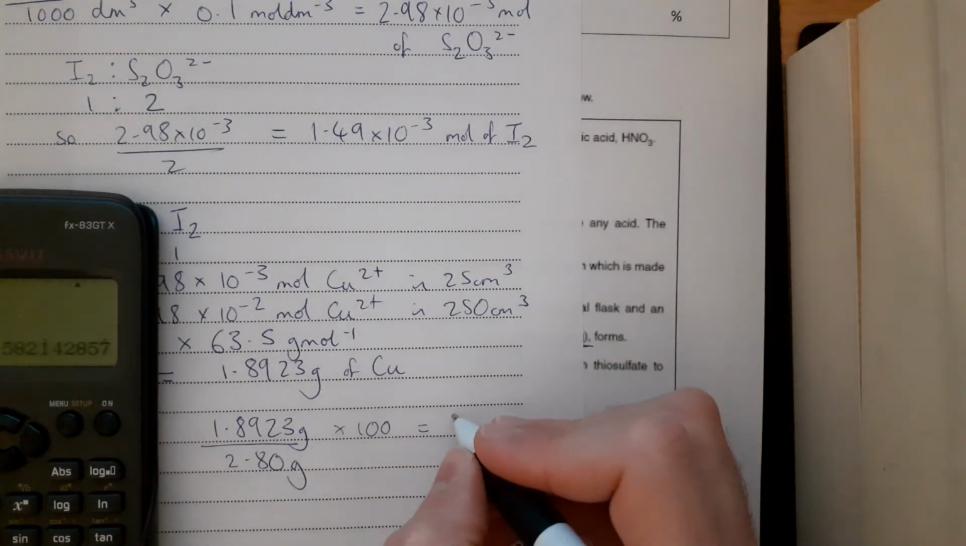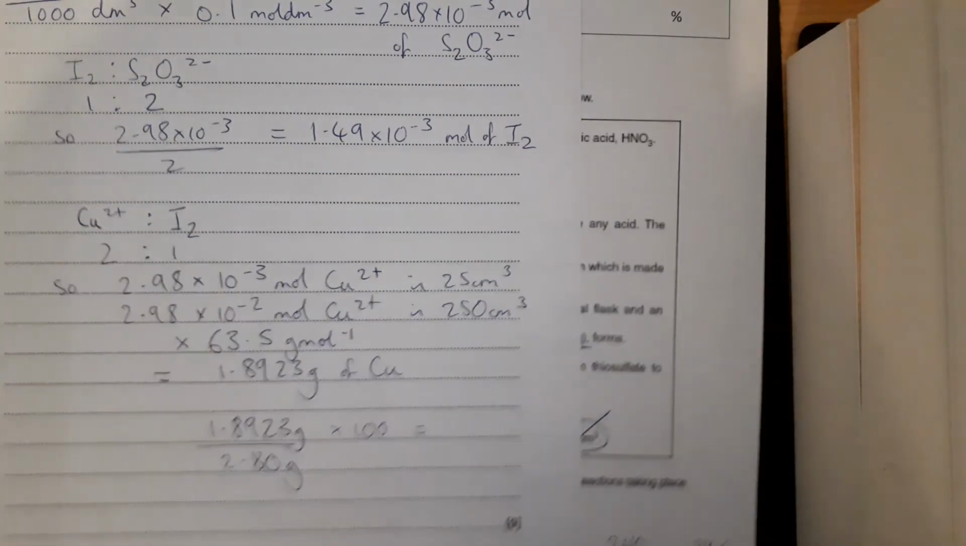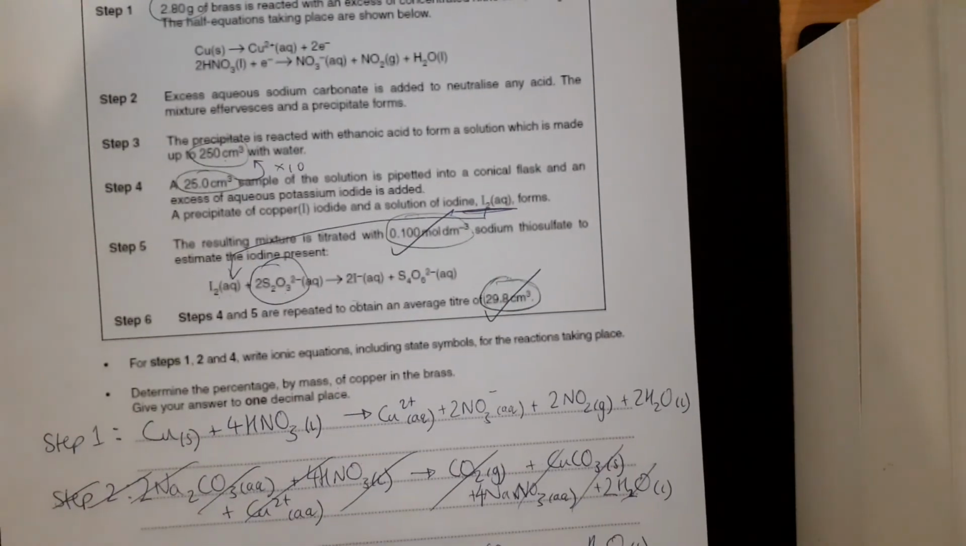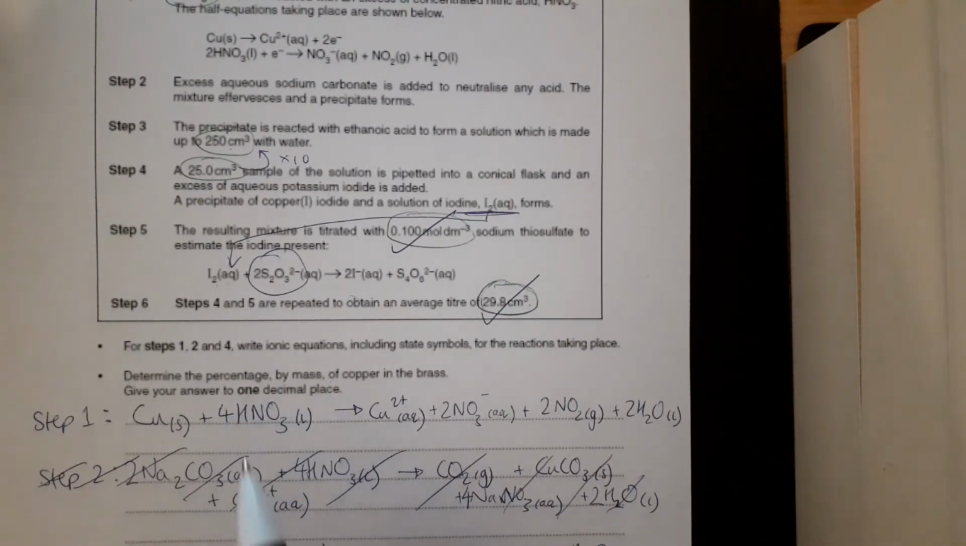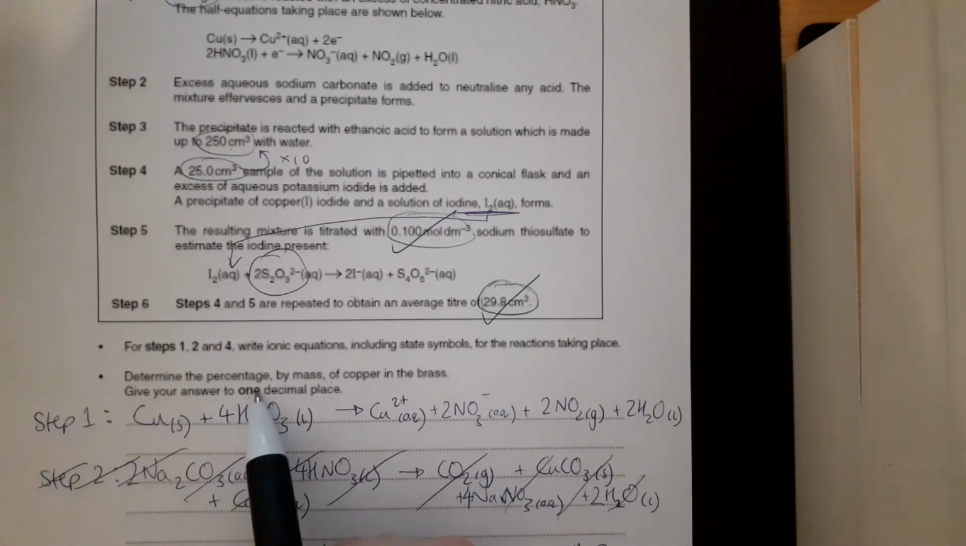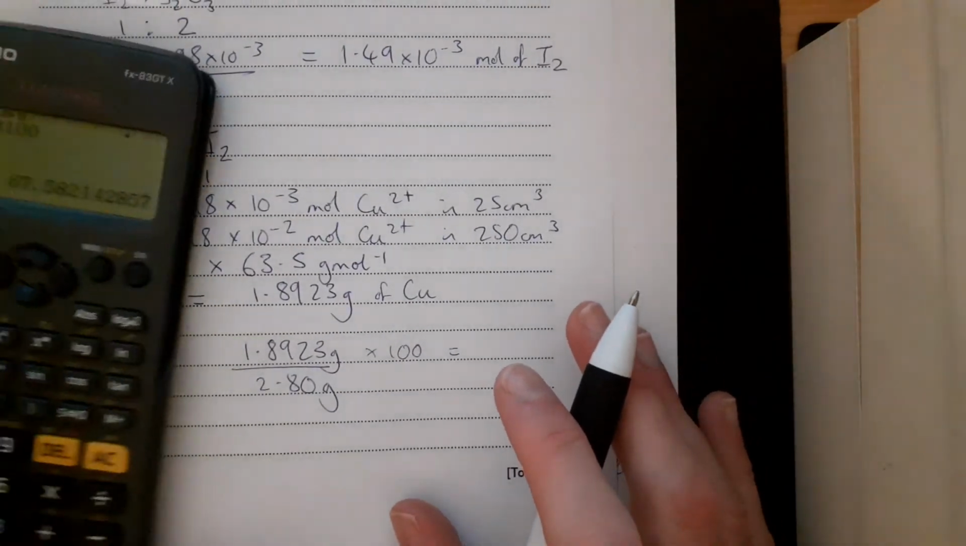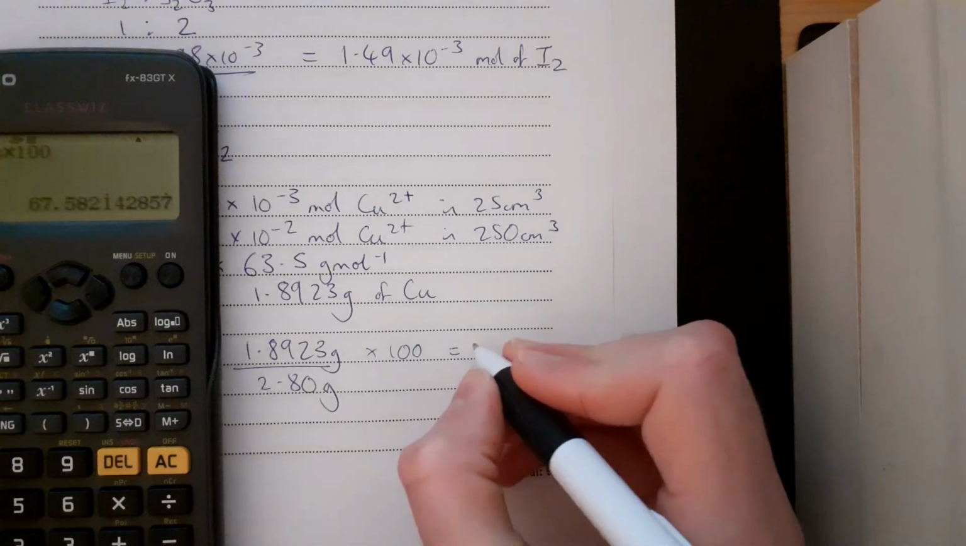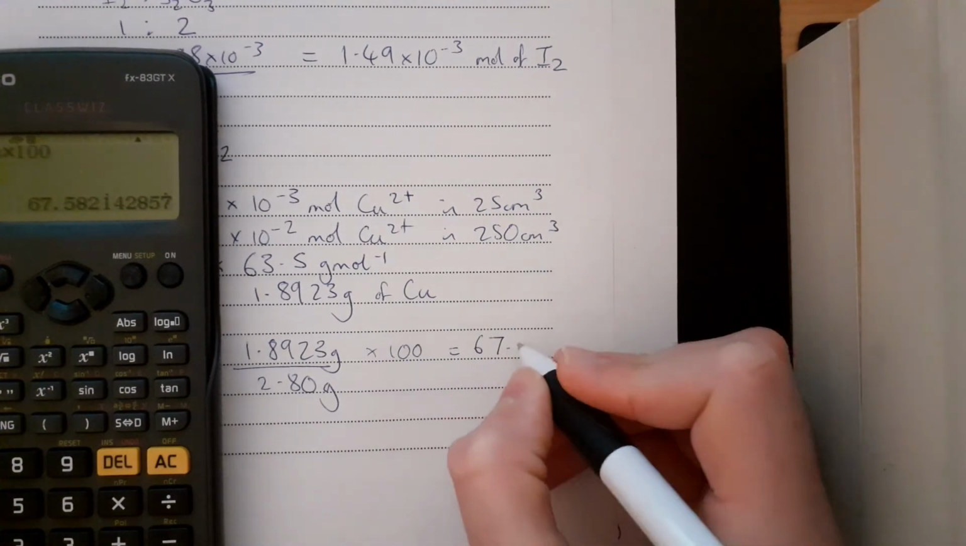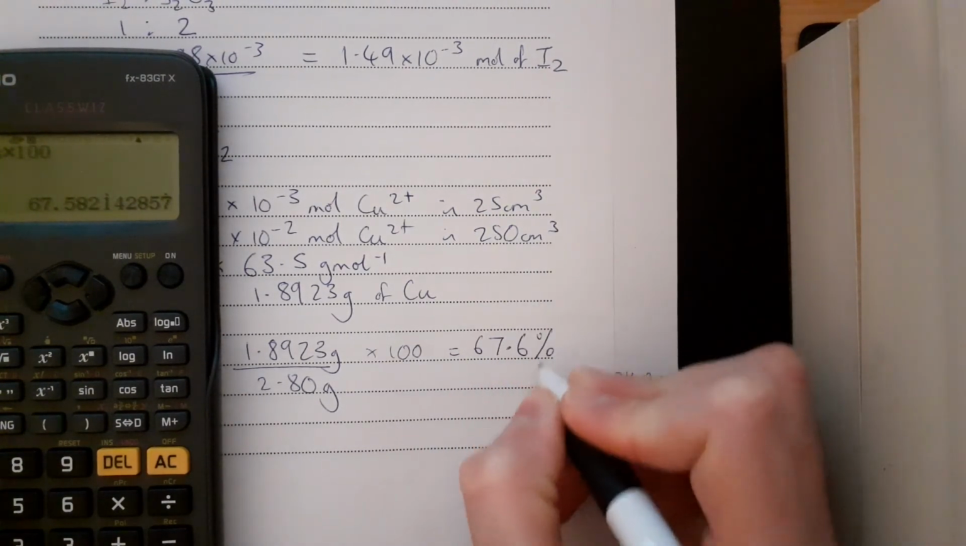And we get... Does it ask us for a certain number of significant figures? Yes, it does. One decimal place. Always worth checking that. That's a really irritating way to lose a mark, by not doing that. So this wants to be 67.6%, doesn't it? Round it up.